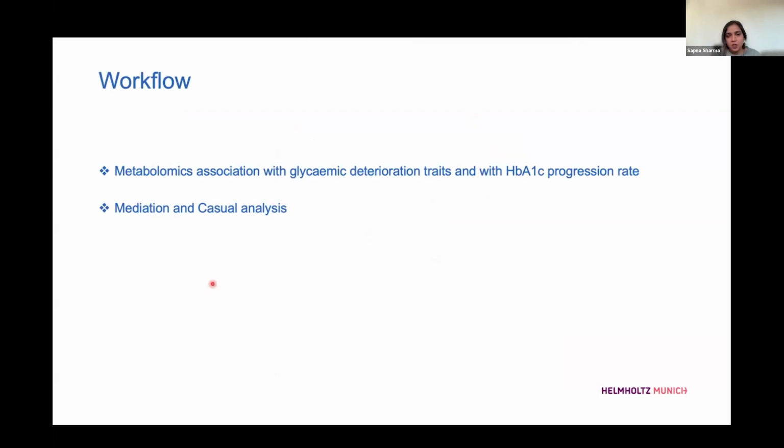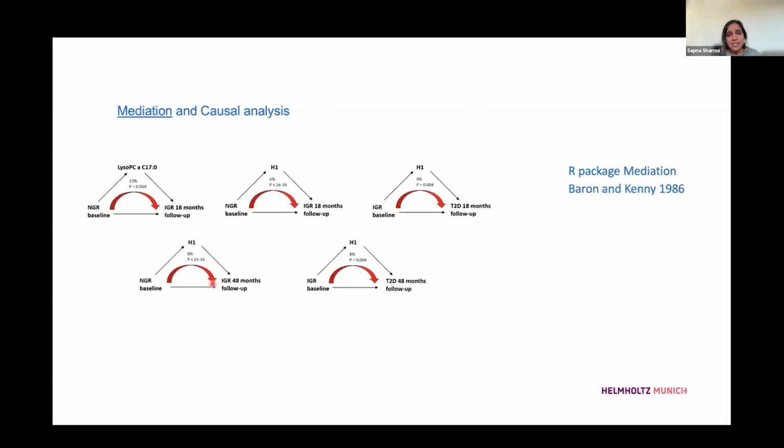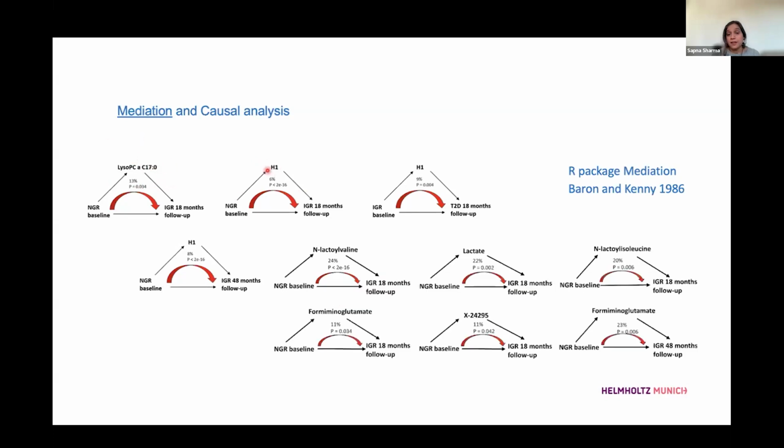Moving towards mediation and causal analysis, what we see here is we had glycemic deterioration information. We took advantage of it. And what we found here is the metabolites that we found were not only simply associated or correlated with the HbA1c, but they were also found in the mediating effect, like lyso-PCs and glucose. And again, from the non-targeted metabolomics, our N-lactyl amino acids, lactates, and unknowns like X something was found to be playing role in mediation.